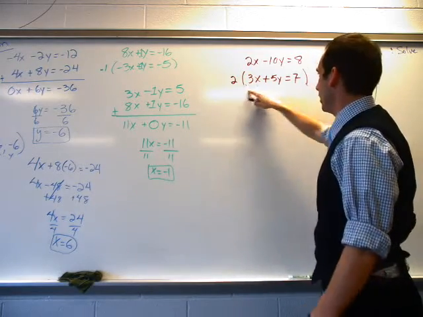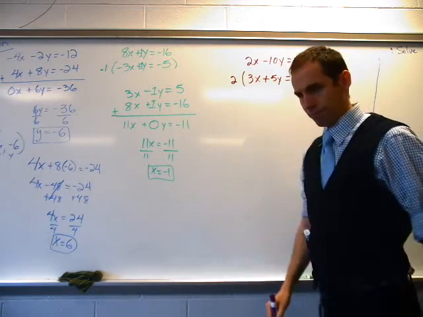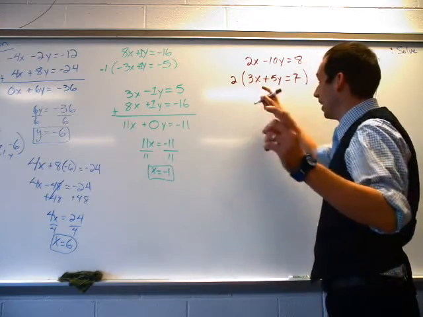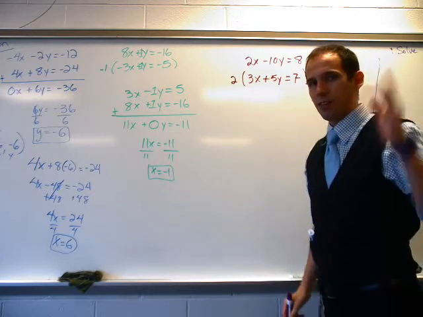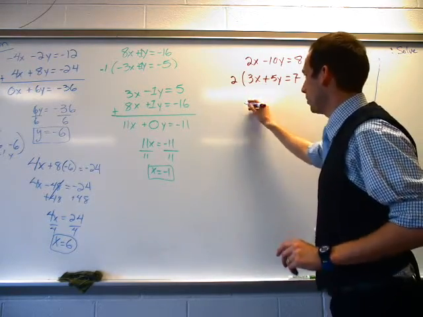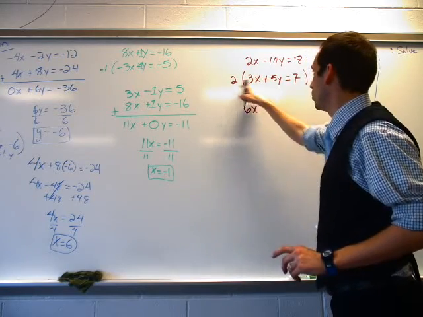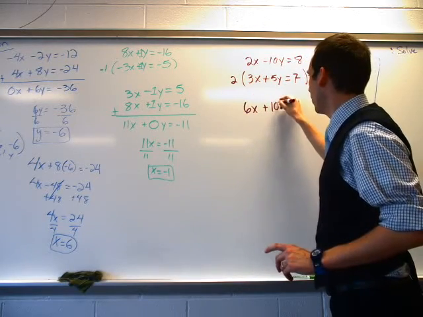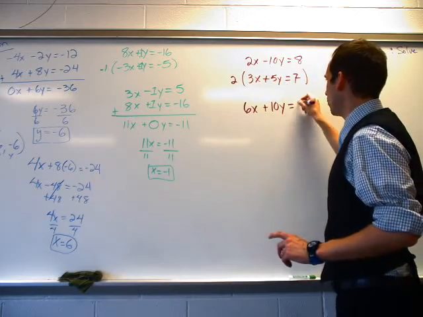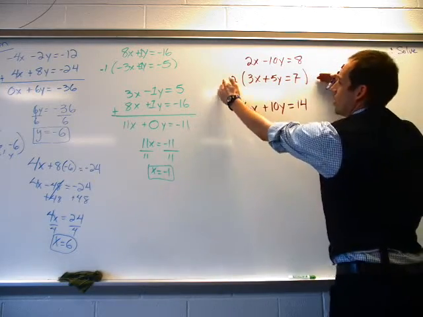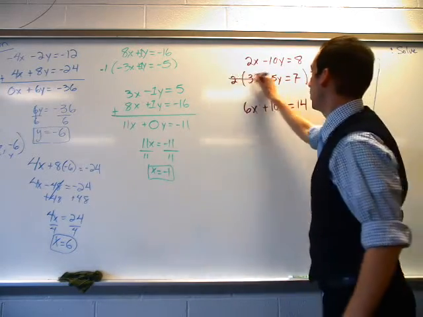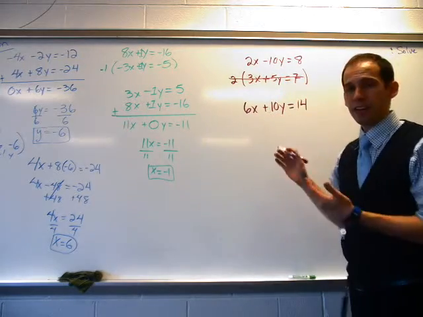So I'm going to rewrite this bottom equation and multiply it by 2. Sorry for the bell, I'm still at school. 2 times 3 is 6x. 2 times 5 is 10y. 2 times 7 is 14. I have that equation, that's fine. If you want to, put a line through it so you know that you've already rewritten it.